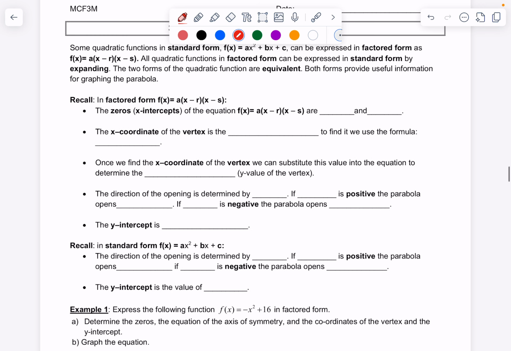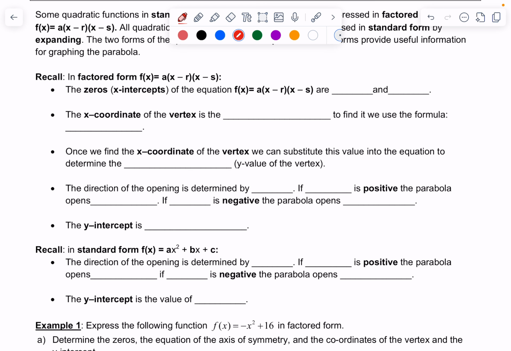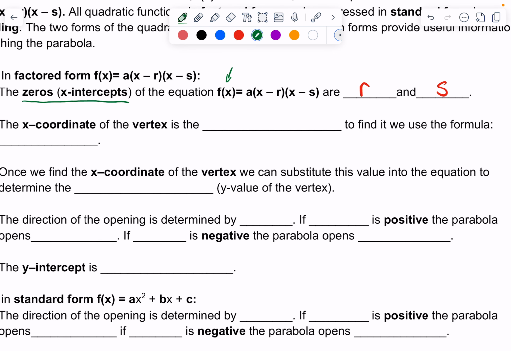And again, this is all recall, so this is just all old information, but we'll put it into a nice summary here, okay? So the zeros, also called the x-intercepts, of the equation f of x equals a brackets x minus r, x minus s: r and s. And why is that? That's because if you take a value r, r just being any kind of random number, like it's just a number. We call it a variable because it's a number we don't know.